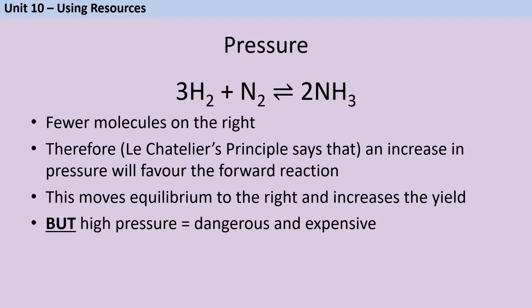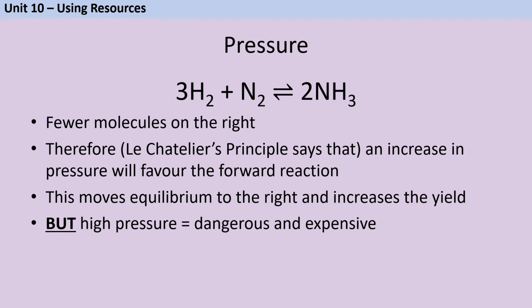Well, if I count up the number of molecules on each side of this equation, I can see that I have 4 moles of molecules on the left and 2 moles of molecules on the right. So Le Chatelier's principle says that as we increase pressure, this is going to favour the reaction that reduces pressure, which here is the forward reaction. So this will move equilibrium to the right and increase the yield. So high pressure is a good thing for producing more ammonia.